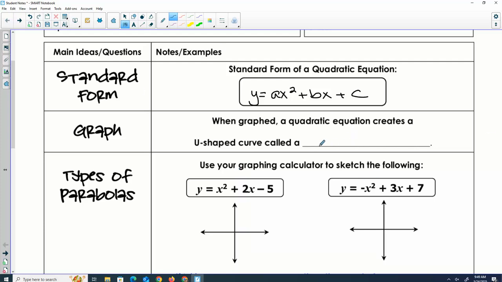When you graph these, you're always going to get a U shape, and it is called a parabola. So the graph will be in the shape of a U, called a parabola.